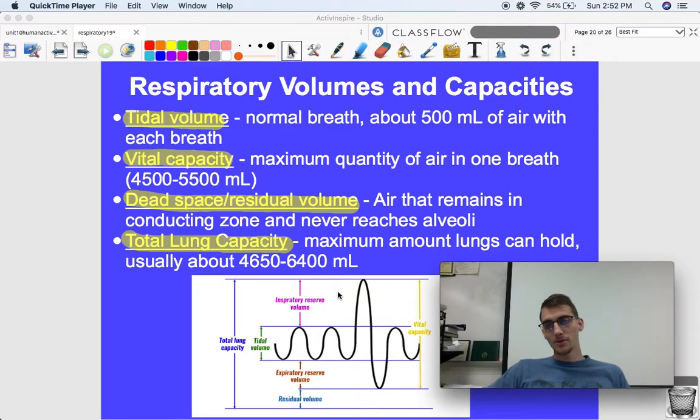Two other terms that I'm not going to necessarily ask you to know: the inspiratory reserve volume is the difference between the tidal volume and the vital capacity, what you can breathe in, and the expiratory reserve volume is the difference between tidal volume and vital capacity as what you can breathe out. If I'm breathing regular tidal volume and then I exhale a little bit more, that's demonstrating the expiratory reserve. And if I'm breathing using tidal volume and then I intake more, that's called inspiratory reserve volume.